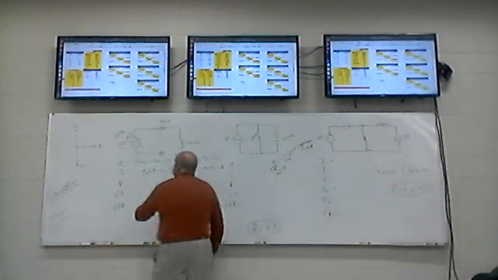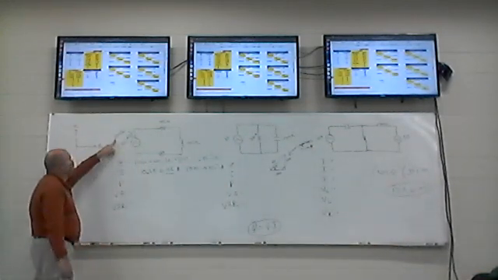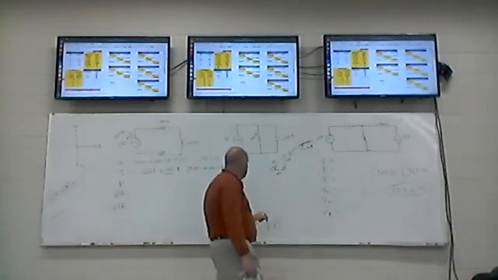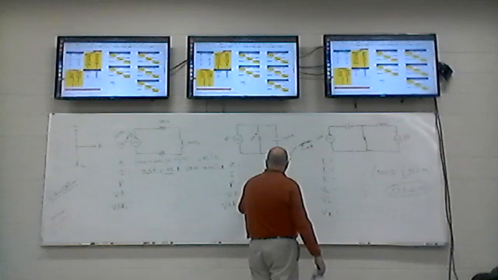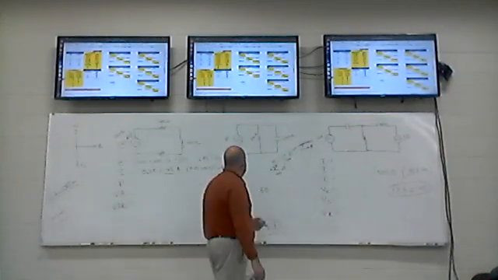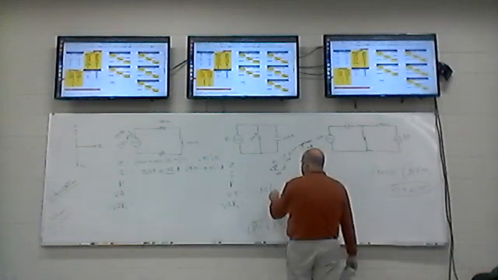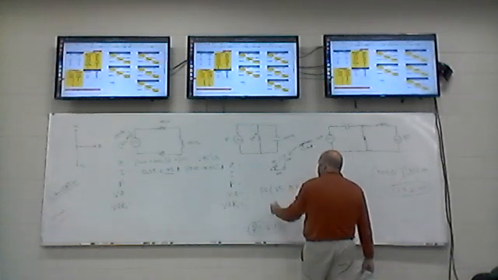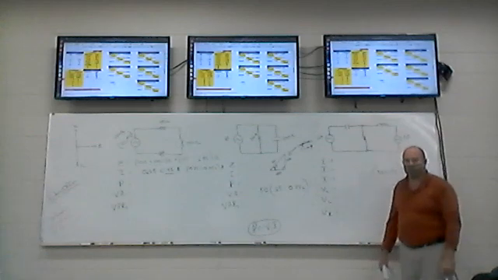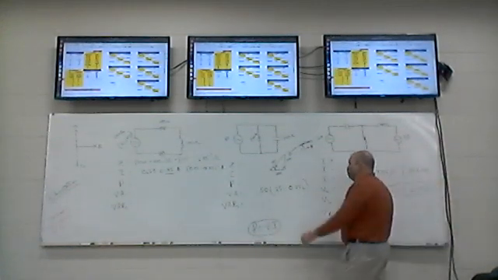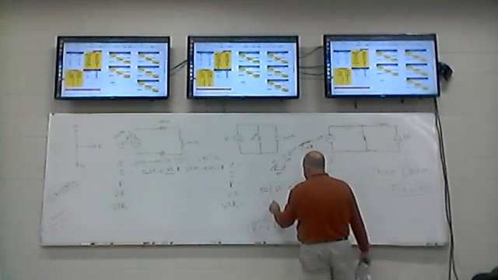Now I've got another form I can use, right? 50 plus 0i and 25 minus 25i. Since this is 0i, what am I going to do with it? I'm not even going to bother with it. So this is 0.25 minus 0.25i. What happens if I multiply those together? What do we get? 12.5 minus 12.5i.